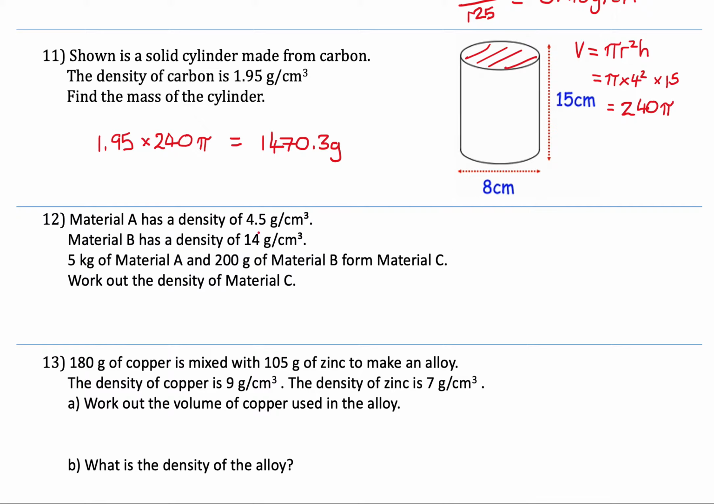Now you can't just take the average, the mean average of these two things, the number in the middle, and say that that's the density of material C. It depends how much of each one we have. So here's how you do a question like this. We figure out anything we can for what we've got so far. So at the moment, for material A, I have its density and I have its mass.